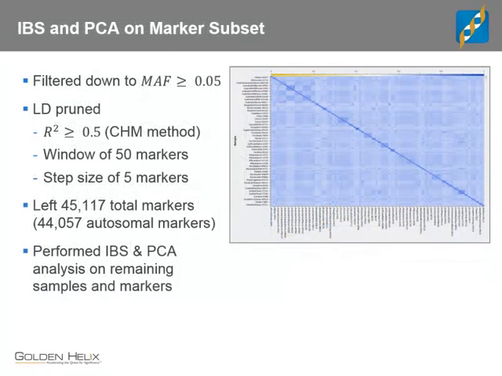Before computing the identity by state matrix, markers were filtered down to those with a minor allele frequency greater than 0.05, and the markers were also LD pruned to remove markers in linkage disequilibrium within a window of 50 markers, incrementing by steps of 5. A pair of markers was considered to be in LD if the R-squared value was greater than 0.5, according to the composite haplotype method. This left about 45,000 markers.